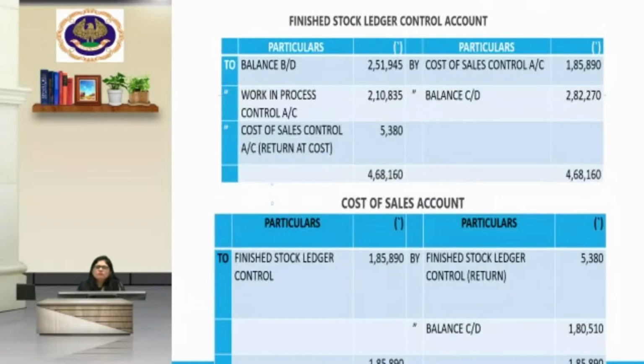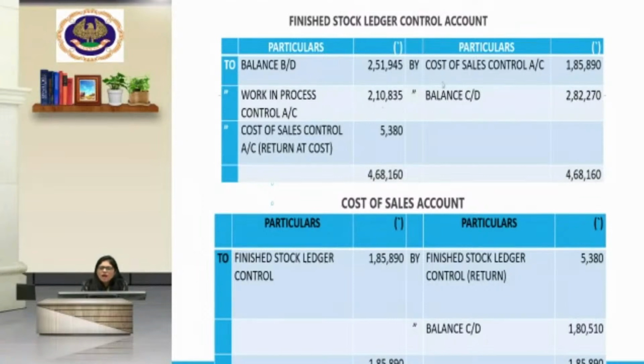We are moving to the finished stock ledger control account. The opening balance of goods unsold is taken from the question. Then the cost of goods manufactured is transferred from WIP. So the finished goods stock account is debited and the WIP account is credited. So: the opening balance of unsold goods, and the fresh production which is transferred.